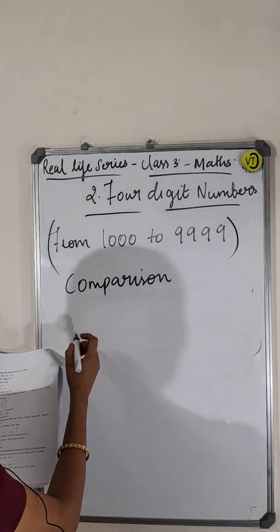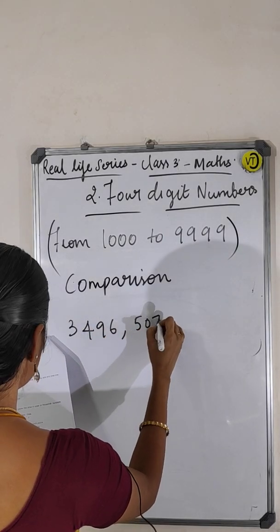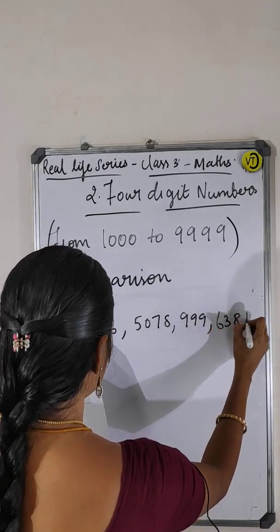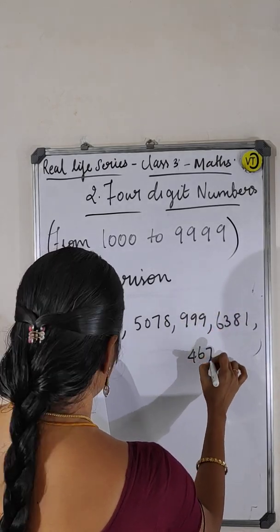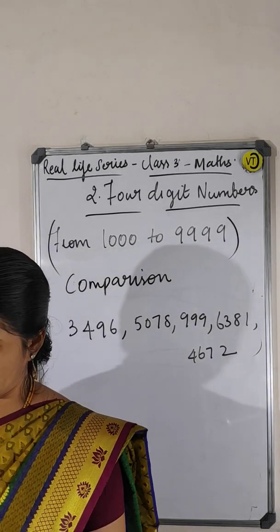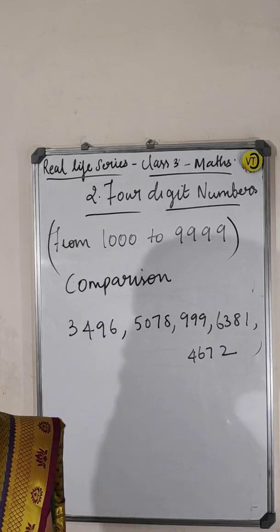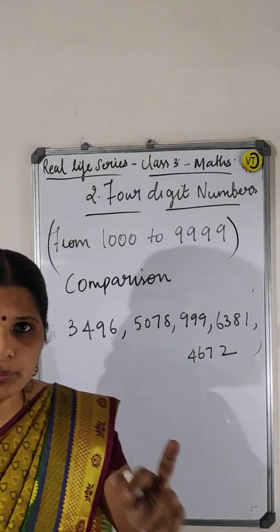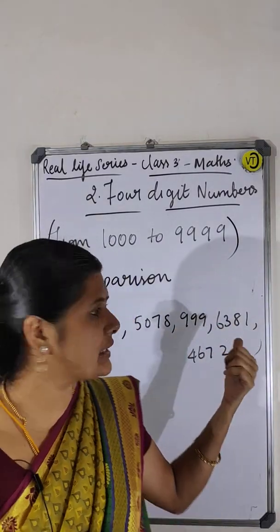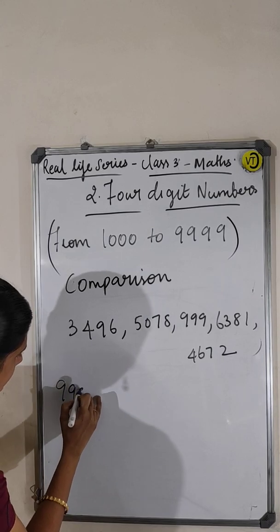Ascending order. See: 3490, 6507, 8999, 6381, 4672. How can I write this in ascending order? Okay. So ascending order means what I told you? Small to big, right? See, all are 4-digit numbers. Only this is the 3-digit number. First I am writing this 999.